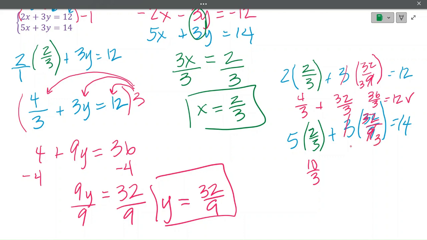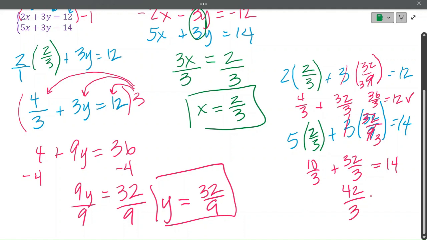This becomes 10/3, and this becomes 32 over 3 again. We're wondering if that equals 14. 10 plus 32 is 42 divided by 3, and that does, in fact, equal 14. So both of these answers are correct.